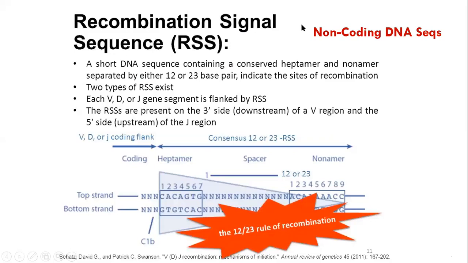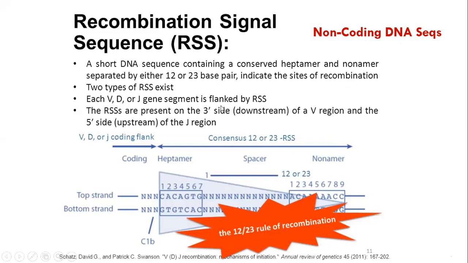Okay. So then the recombination signal sequence (RSS) is defined by a short non-coding DNA sequence containing a conserved heptamer and nonamer separated by 12 or 23 base pairs, which indicate the sites of recombination. They are present following the downstream region of every V, D, and J segment, flanked immediately by the RSS.